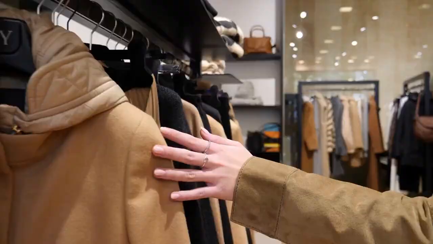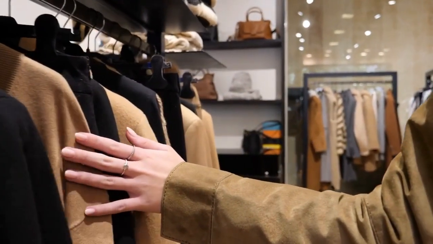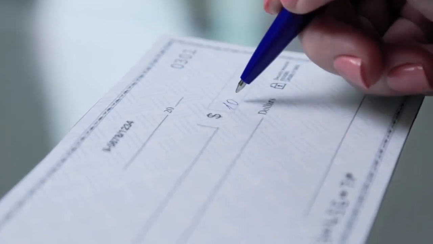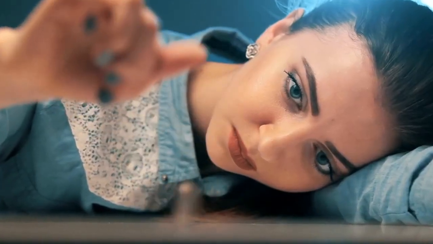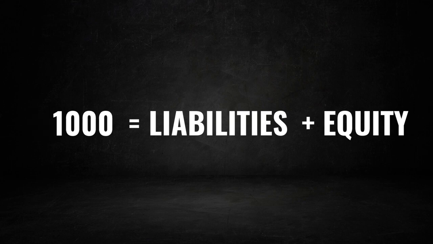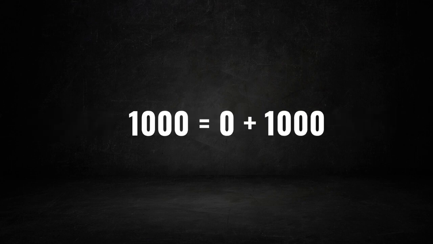Let's consider your eco-friendly clothing brand as a sole proprietorship. Suppose you invest $1,000 of your own money to kickstart your business. What does this mean for your financial position? Let's revisit the accounting equation. Your brand now possesses $1,000 in assets represented by cash, and as the owner, you hold a claim of $1,000 on those assets, known as owner's equity.